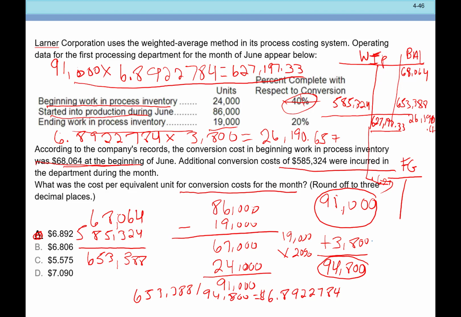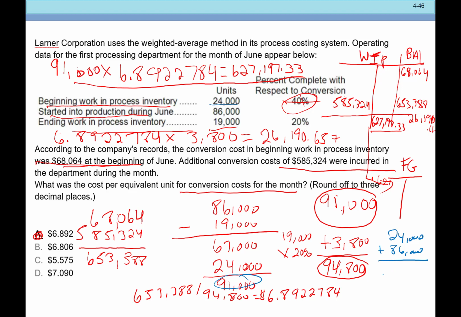would have been to take what? The beginning is 24,000. This is the beginning 68,064, that's the cost. I'm using the units right now. So 24,000. I'm just showing you how you get to this 91,000. So it's the beginning of the 24 plus what? Plus the units started in production is what? 86,000? So that gives us what? A total available here of, huh?